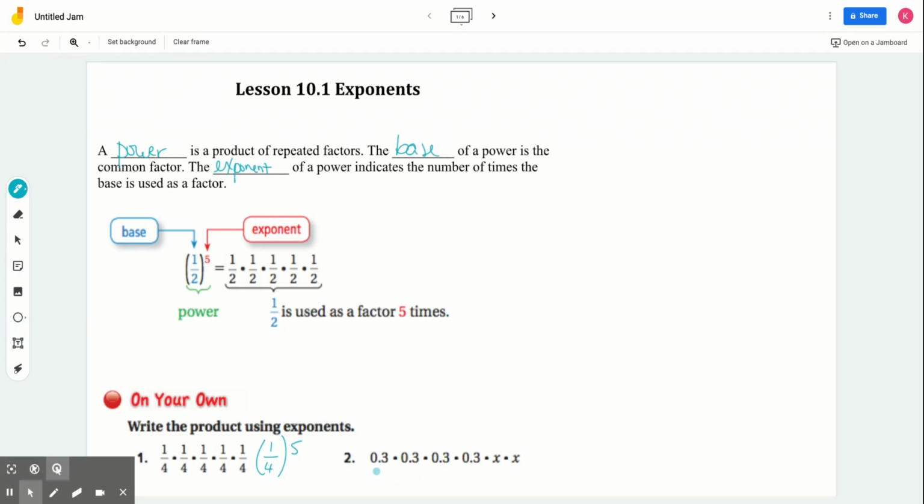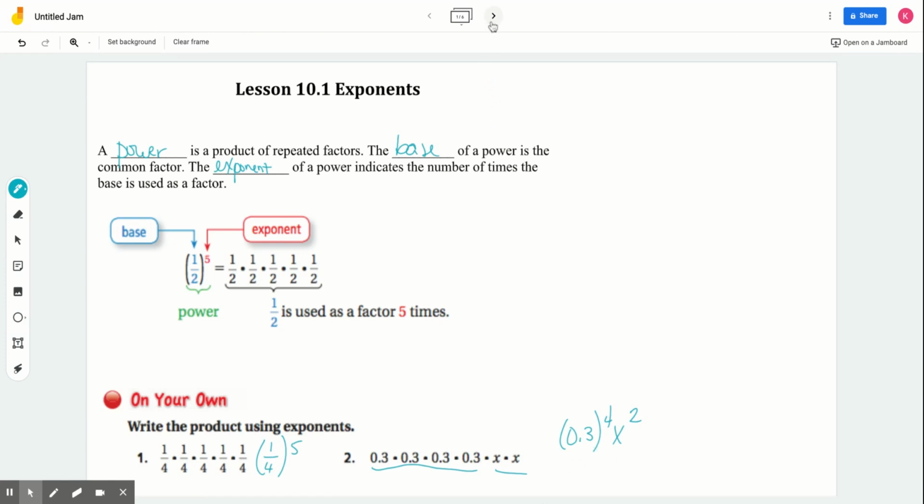On number 2, you see that we have two different bases or two different factors. We have 3/10 or 0.3, and we have that 4 times. So we should write 0.3 to the 4th power. And then we have x 2 times, so x to the 2nd power. So our answer would look like this.